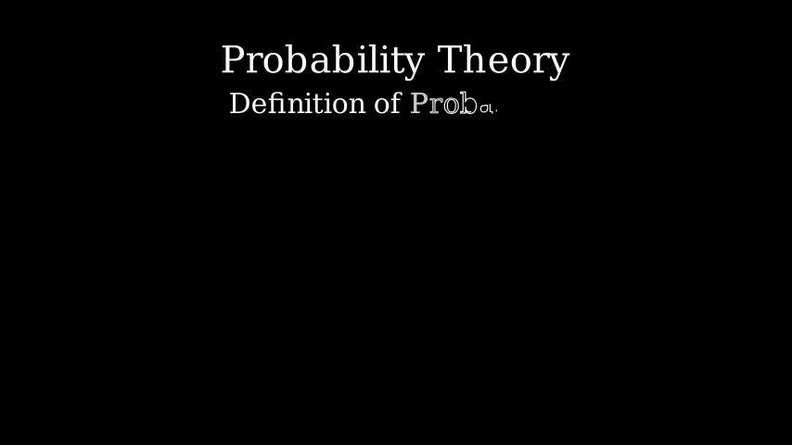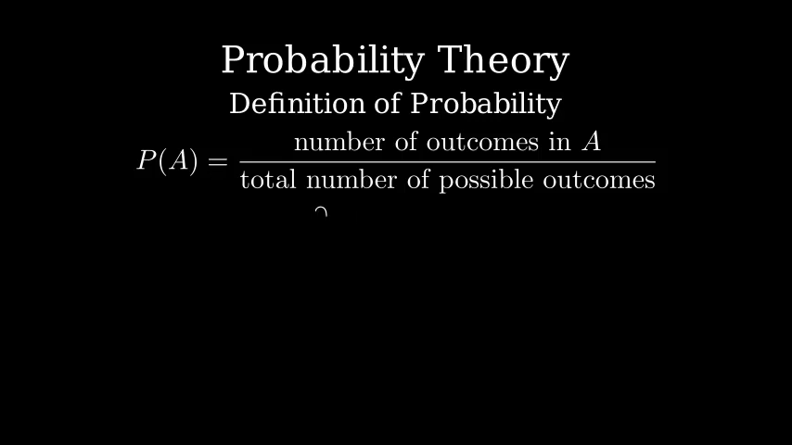Let's start with the definition of classical or theoretical probability. If all outcomes of an experiment are equally likely, the probability of an event A is defined as the number of outcomes in event A divided by the total number of possible outcomes. This ratio always results in a value between 0 and 1, inclusive.